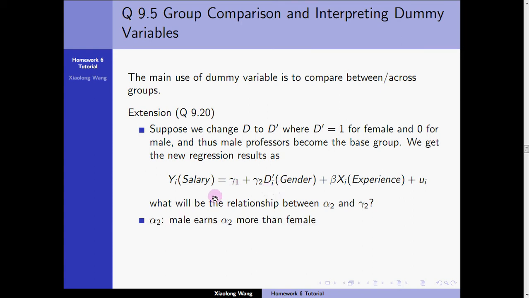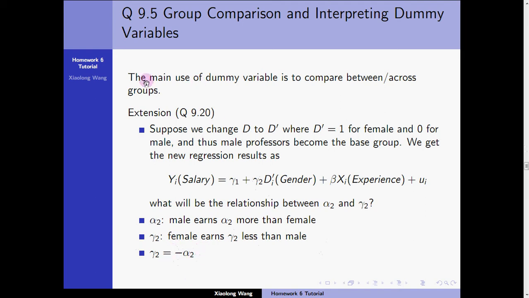So if alpha 2 in the previous model measures how much male earns more than female, after switching the numbers, gamma 2 in this case will measure how much female earns less than male. So the relationship between gamma 2 and alpha 2 is that gamma 2 equals minus alpha 2. They are the opposite of each other.